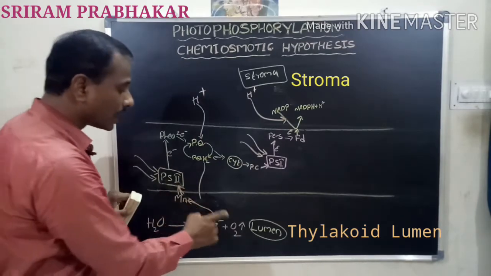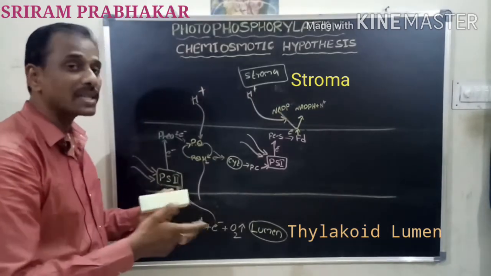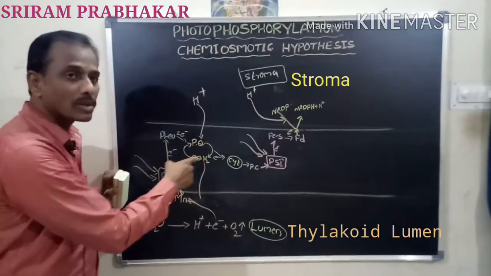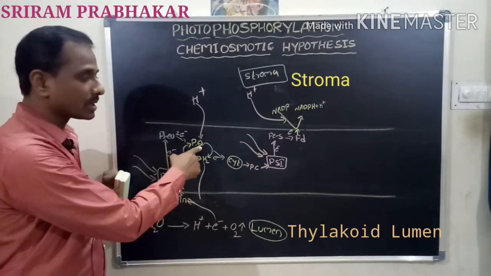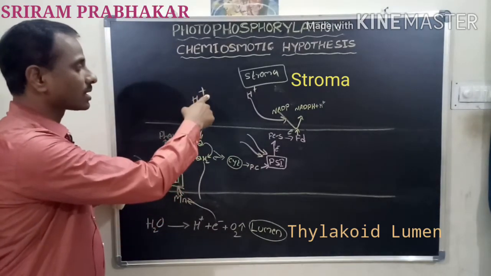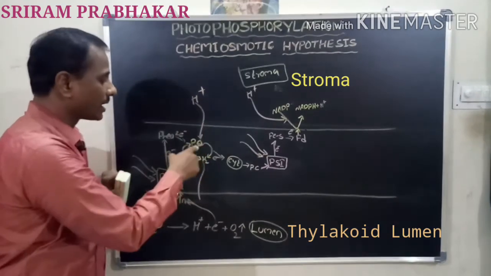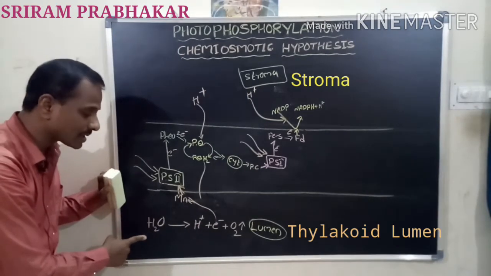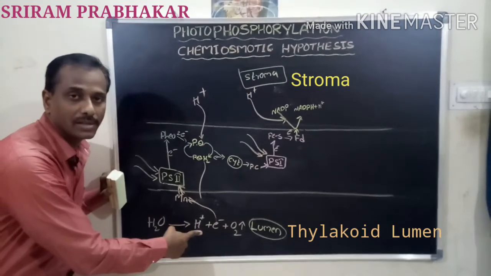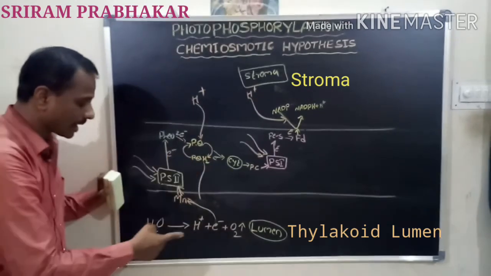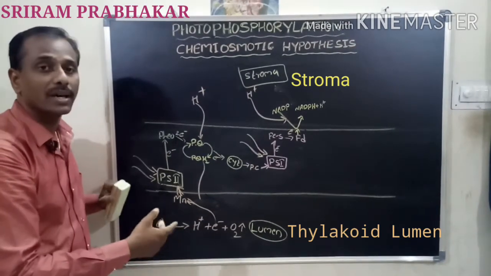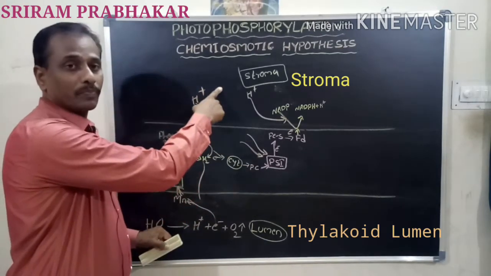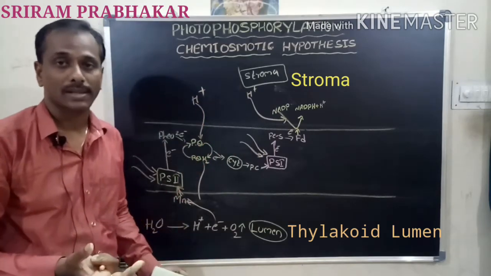That means here in the lumen, what is happening? The H plus ions are accumulated by two processes. One process is the quinone cycle. The plastoquinone receives reduction, takes the H plus ions from the stroma and releases them into the lumen. The second process is the splitting of water, which also gives H plus ions. Due to the quinone cycle and photolysis of water, the number of H plus ions is increased in the lumen compared to the stroma. The stroma is losing its protons.